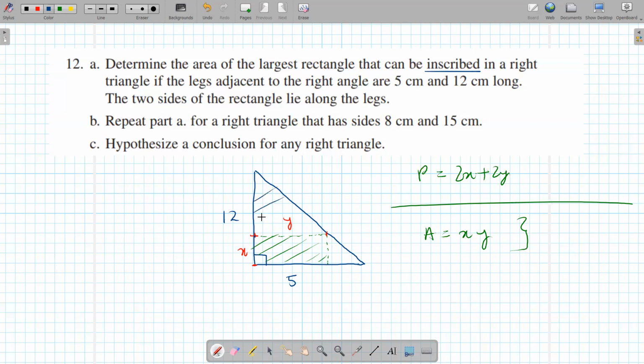Actually, now we have another triangle up here, right? We have another triangle down there. Does that help us? We definitely need to know what the perimeter of this rectangle is in order to solve this. If that is x, then this thing up here will be 12 minus x, right? This thing down here will be 5 minus y.